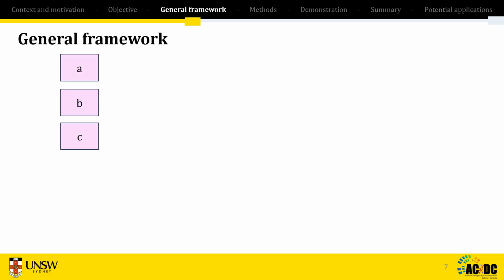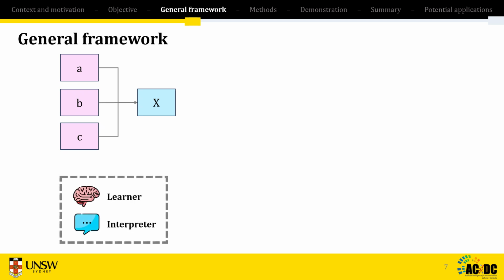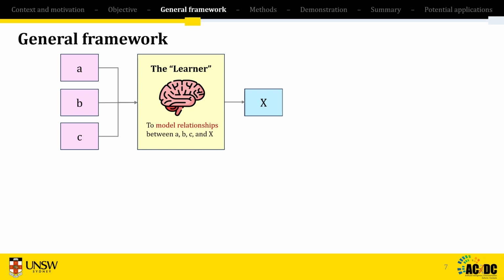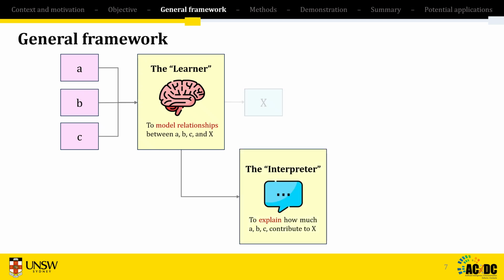Our general framework works as follows. Say you have parameters A, B, and C that are related to X. To identify the hidden patterns in this data, we will need two things: a learner and an interpreter. First, we need the learner to model the relationships of the different parameters with X, and then an interpreter to explain the modeled relationships. And from this, we can gain insights on which parameter had the greatest impact on X.